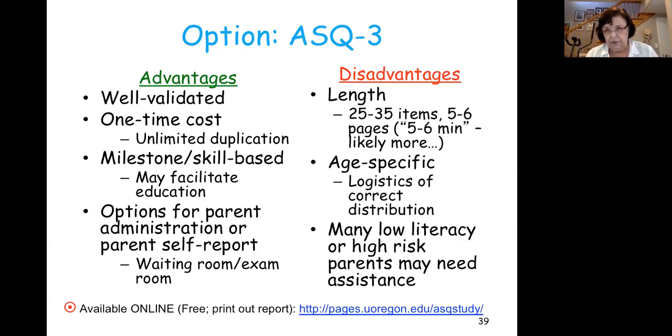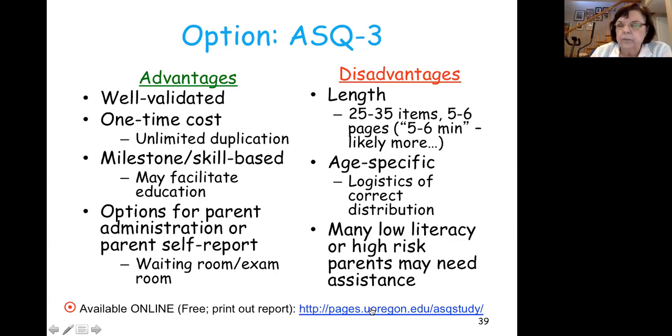Now the disadvantages are length. It has a number of pages, but there's a lot of white space. It has 25 to 35 items. I'll show you an example. They're age specific. They have logistics of the correct distribution, so you have to actually calculate the exact age in months and days of a child to make sure you select the proper form. And many low literacy or high risk parents may need some assistance.